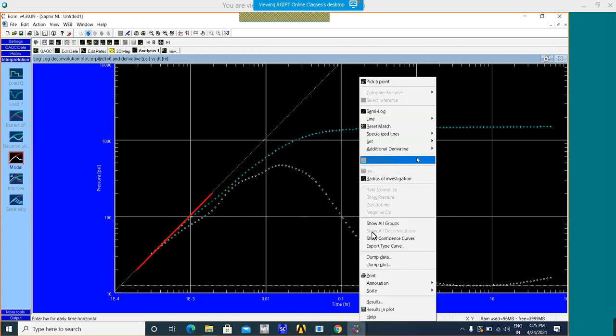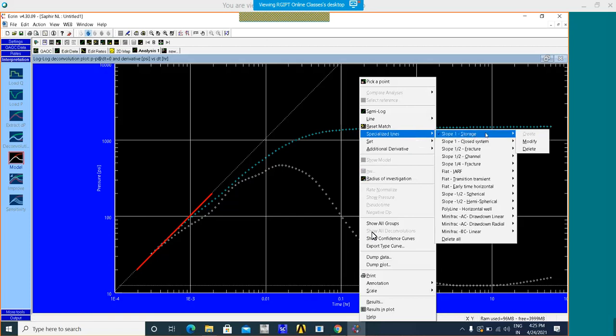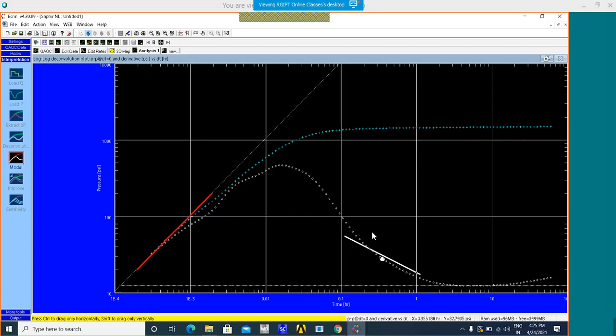Now in case of this, because this was the limited entry well, let us see the slope of spherical flow also here. Yes. So now there is a hint also. Please revise your fundamentals. When we have limited entry or spherical flow, we have the slope of minus 0.5. So up to this point you cannot see any match, but somewhere here, yes, there is a match in the line.